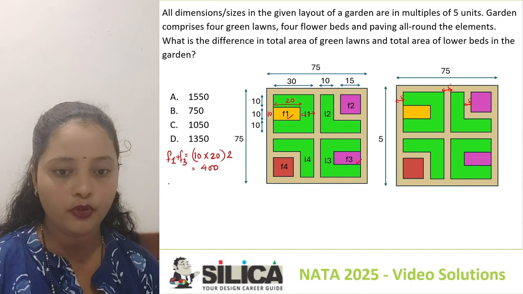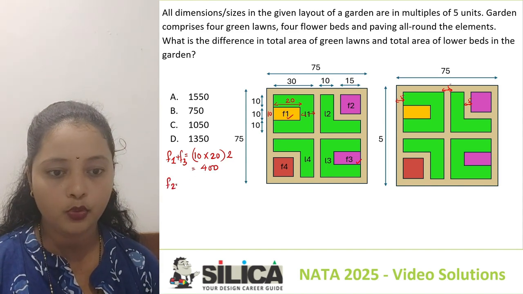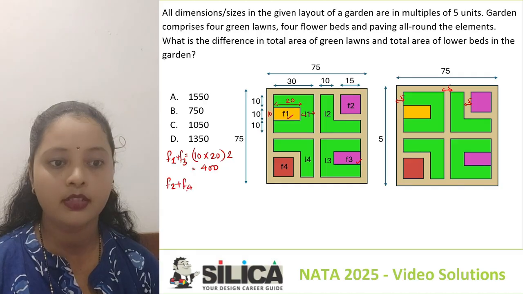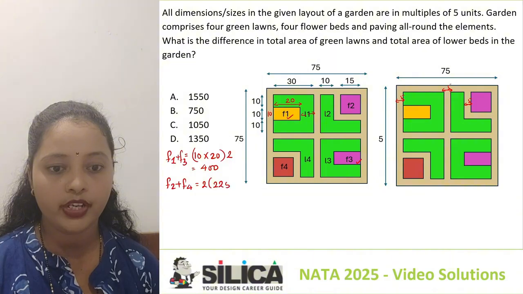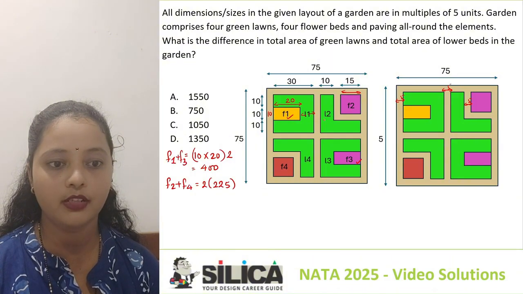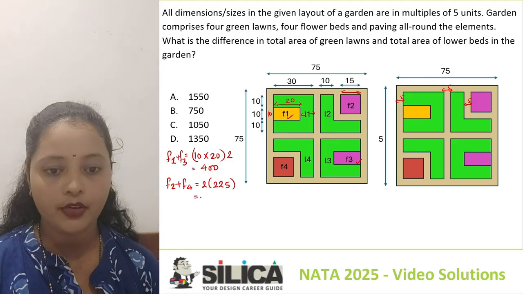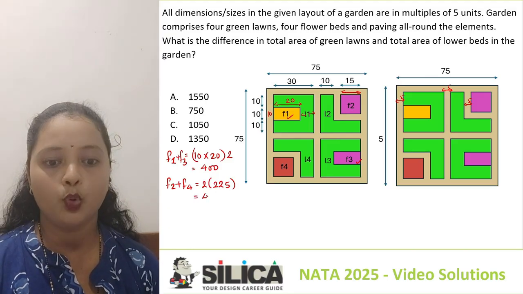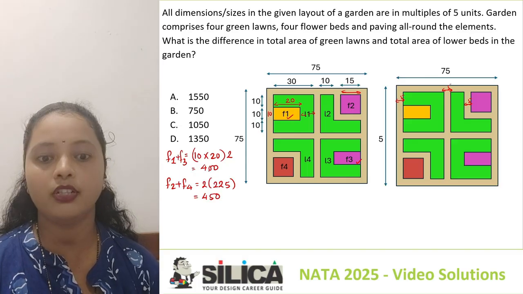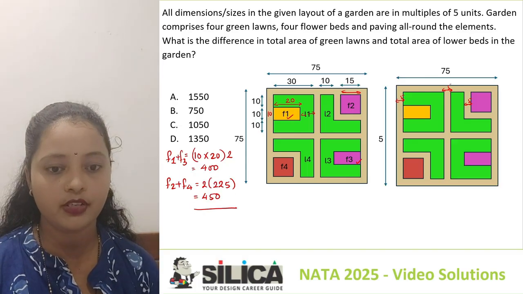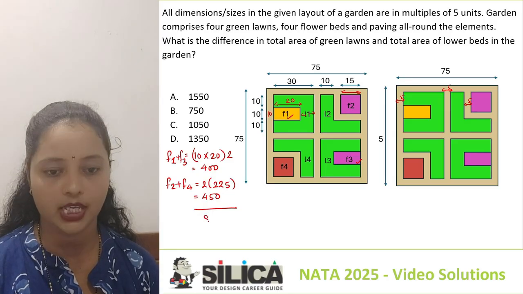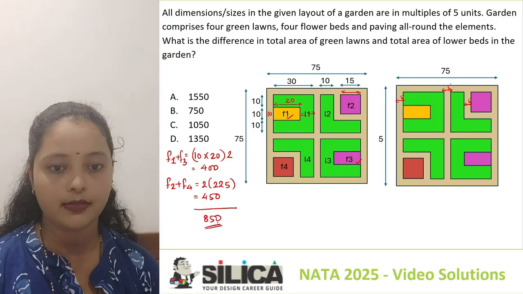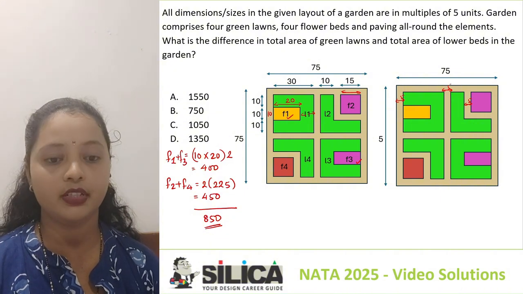Likewise, flower beds 2 and 4 are similar. They are basically squares, which would be 2 into 15 square. This is 15 units, right? So 15 square is 225, which gives me a total of 450. So I found the total area of the flower beds: 400 plus 450, which gives me 850 as the answer. This is the area of the flower beds.